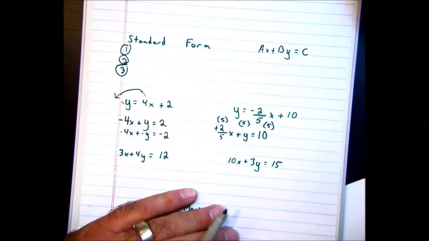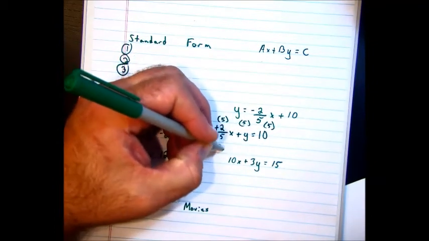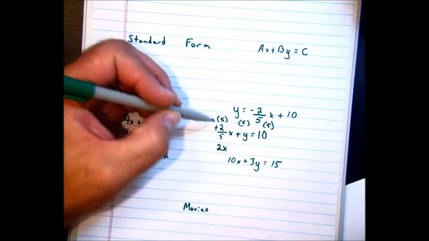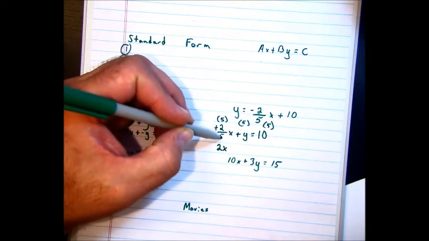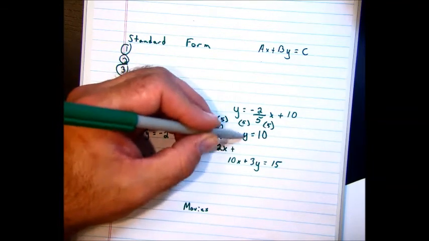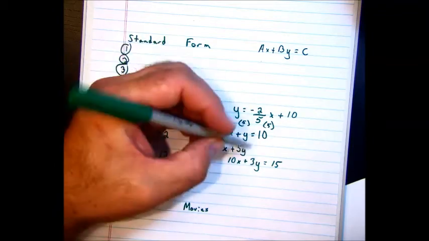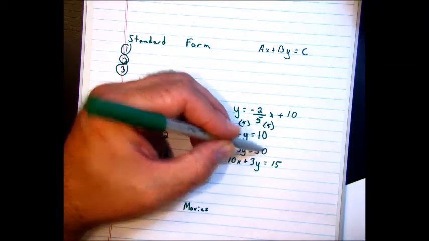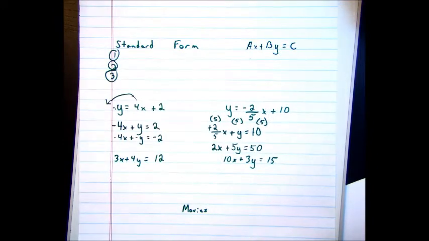When I multiply that entire problem by the denominator, this becomes 2x because the 5's cancel out. It's the same as doing 5 times 2 divided by 5, which would give me 2, plus 5 times y equals 5 times 10. And now I have standard form.